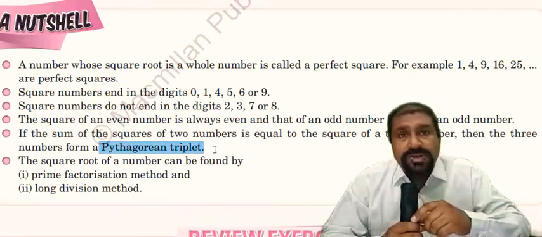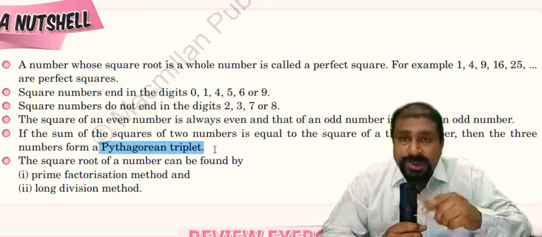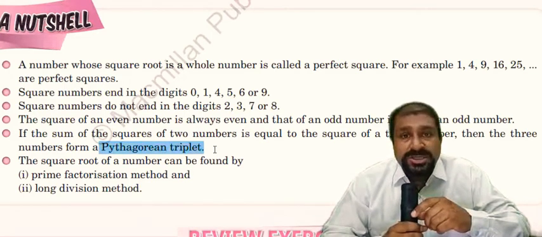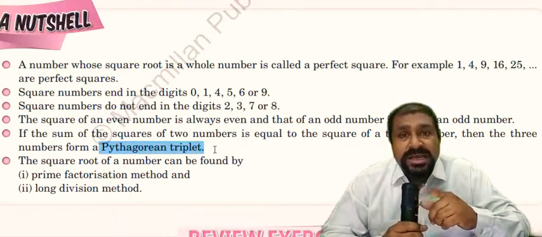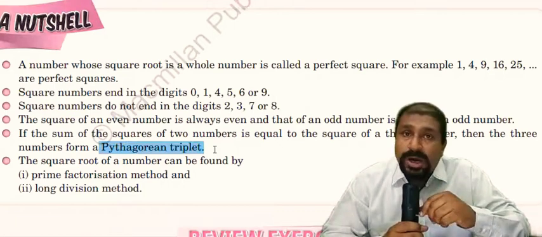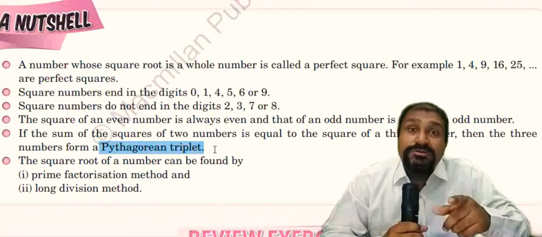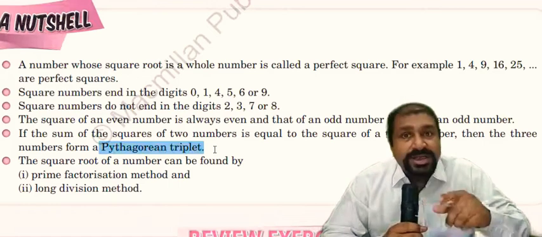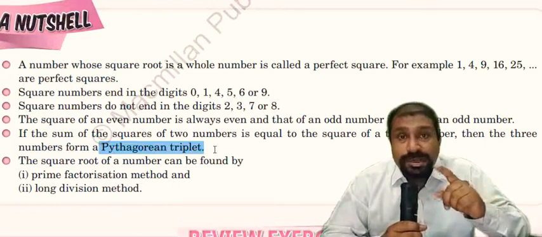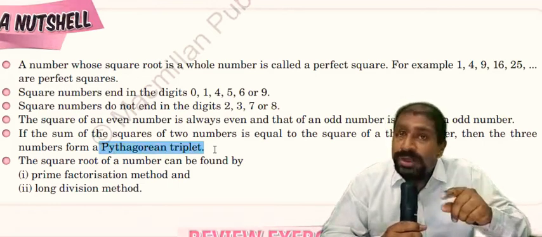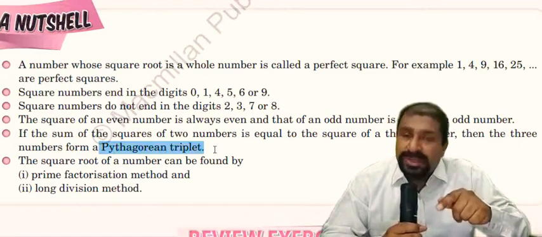You square the number 3, which gives the result 9. You square the number 4, which gives the result 16. Add both the numbers, that is 9 plus 16, which gives you how much? 25. And 25 is also a perfect square, and it is the square of 5. So the numbers 3, 4, 5 are the only consecutive numbers which are also a Pythagorean triplet.